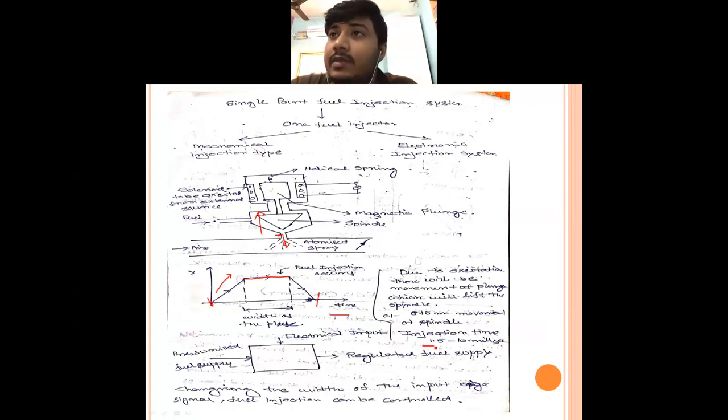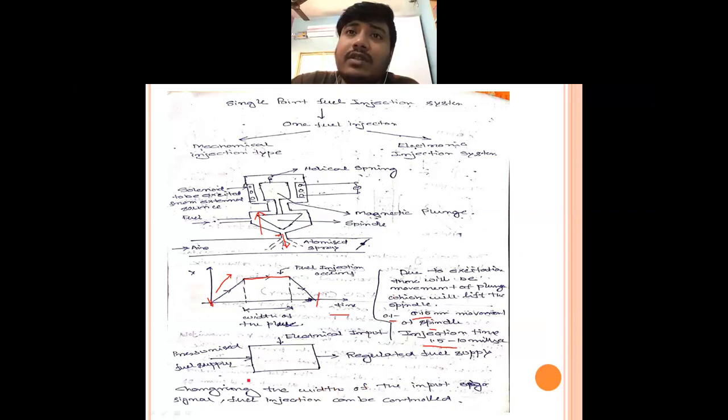The injection time here is given as 1.5 to 10 milliseconds, as per the requirement. And the movement of the spindle is given as 0.1 to 0.15. The up and down movement of the spindle is restricted to 0.1 to 0.15 millimeter, and the injection time is 1.5 to 10 milliseconds. So last comes the electronic injection system.